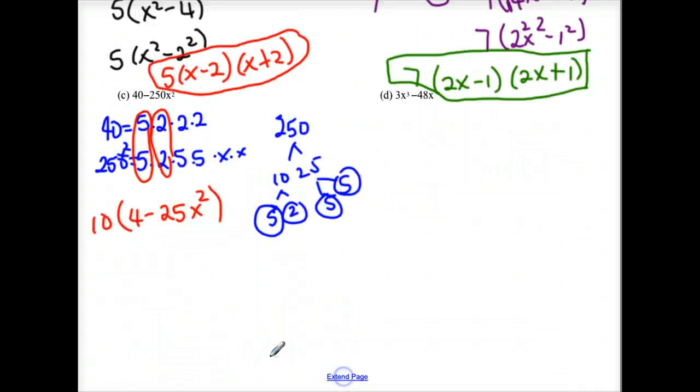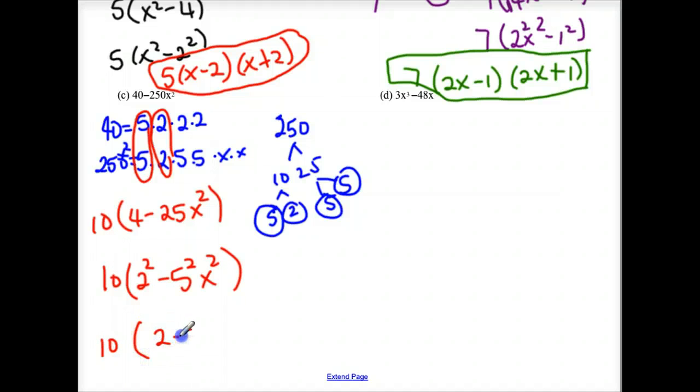And if I break these down, I know I can rewrite this as 10 times 2 squared minus 5 squared x squared. See? No middle term, no b term, and then it's minus, so conjugate multiplication, 2 minus 5x and 2 plus 5x, and that's my final answer.